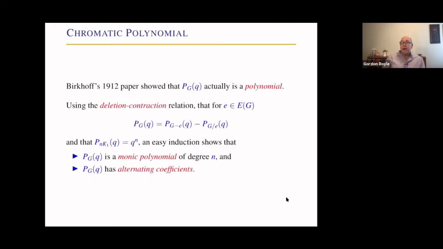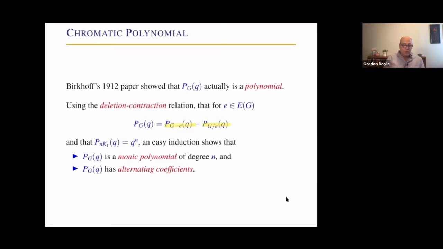Okay, Birkhoff's 1912 paper is basically dedicated to showing that this function actually is a polynomial. And the familiar deletion-contraction relation says that if you have any edge in a graph, the chromatic polynomial can be expressed in terms of the chromatic polynomials of two smaller graphs: the graph obtained by deleting the edge e and the graph obtained by contracting the edge e. Contracting the edge means drawing its endpoints together, sort of sucking the points together until they form a single vertex. You lose the edge and you lose one vertex.